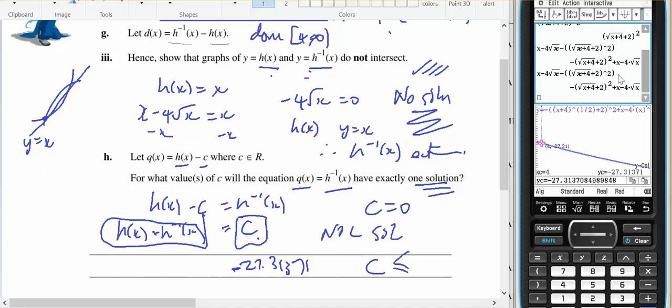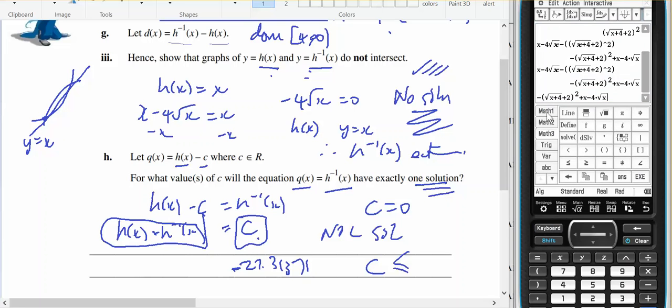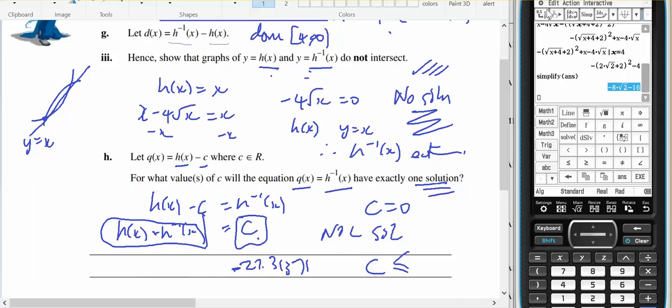So what is that value? If I take this answer and I bring up my keyboard and I go Math 3, given X equals 4, and go execute, simplify the answer, yep, that's the answer I'm looking for. So it's equal to negative 16 minus 8 root 2.